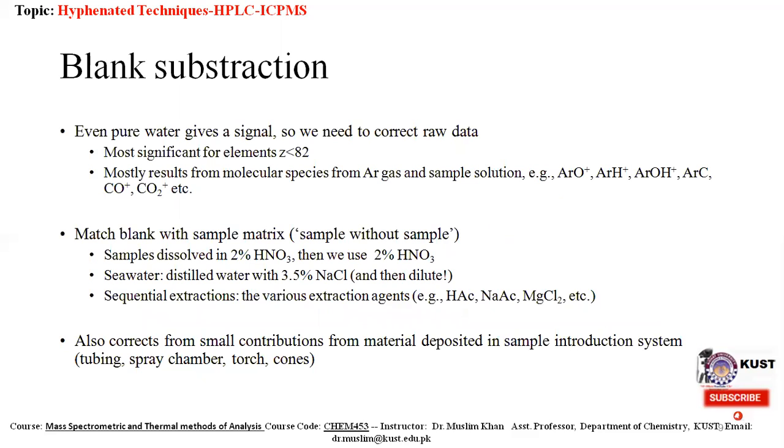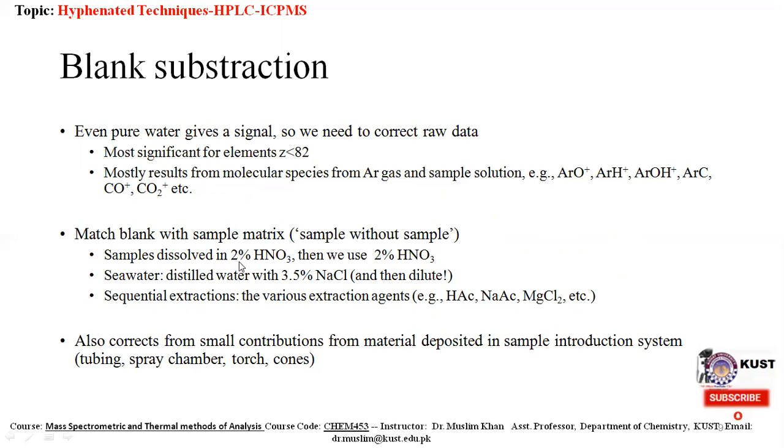So blank subtraction. Even pure water gives a signal, so we need to correct raw data. This is most significant for elements whose atomic number is less than 82. Mostly results from molecular species from argon gas and sample solution. For example, argon oxide, as we mentioned, with iron, and argon hydrogen, or this one, and carbon with CO and CO2, etc. Match blank with sample matrix, sample without sample.